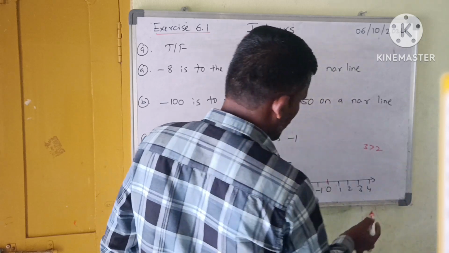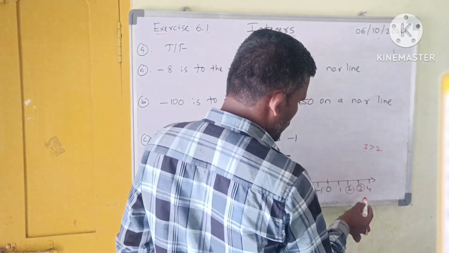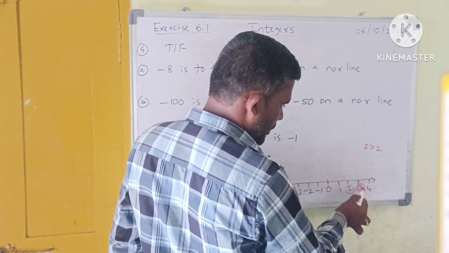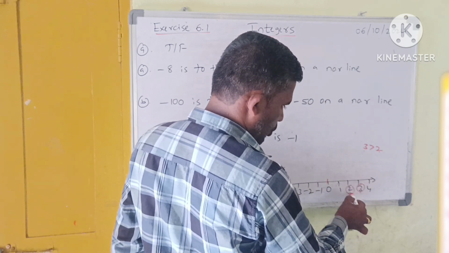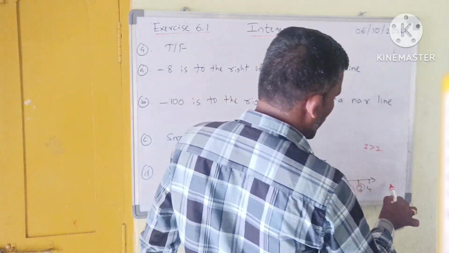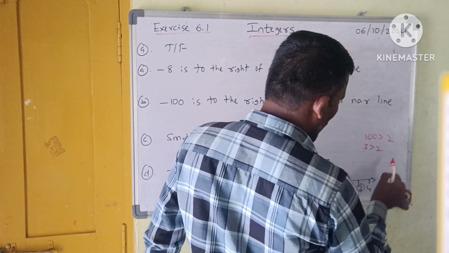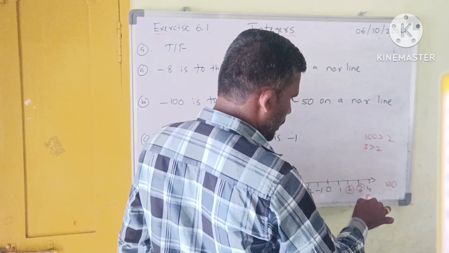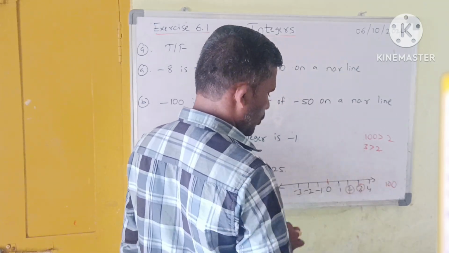So by observation, 3 is greater than 2. I am taking these two numbers. 3 is greater than 2 means 3 is on the right side of 2. Which value is greater than 2? Then definitely those values are on the right side of 2 only. For example, I am taking 100. So 100 is definitely greater than 2, which means 100 is on the right side of 2 only.